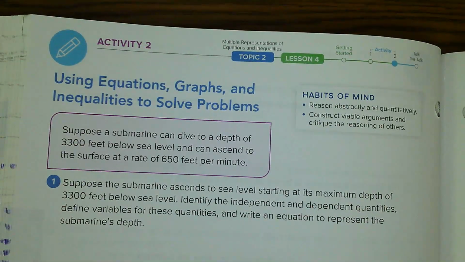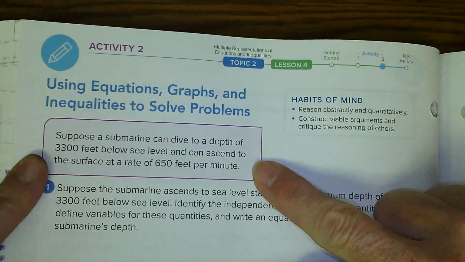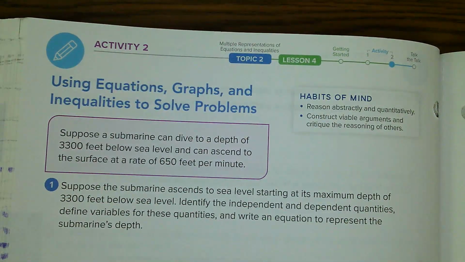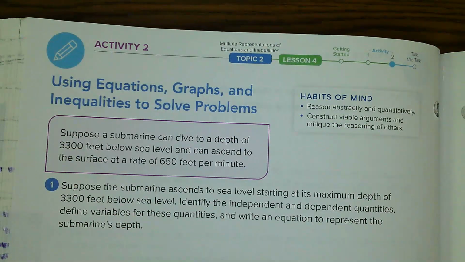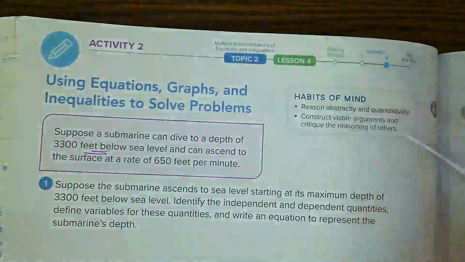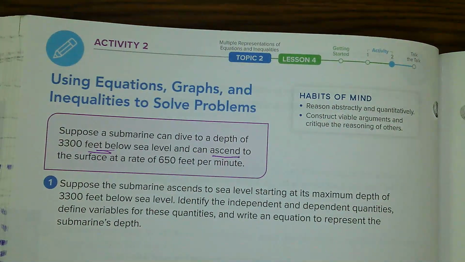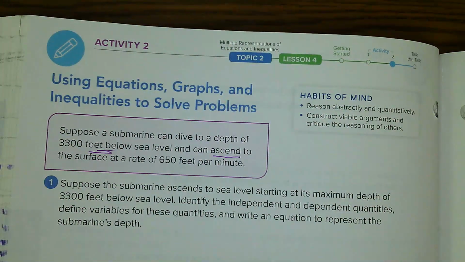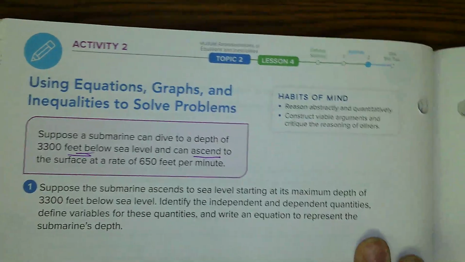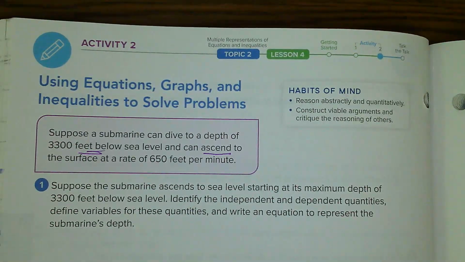So we are making inequalities with equations, and I want you to notice that our problem is about a submarine that can dive to a depth of 3,300 feet. This is going to be below sea level, which means I'm looking at a negative number when it gives me the words below sea level. And then it says it can ascend. Ascend means positive because we're going to come back to the surface. They're going to do this at a rate of 650 feet per minute. So every minute that goes by, we're going to have a rise of feet. Our depth is going to increase 650 feet.